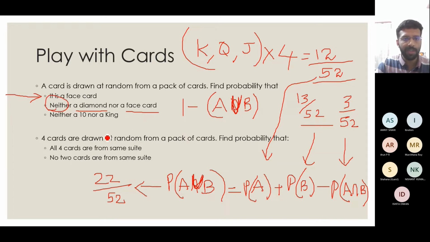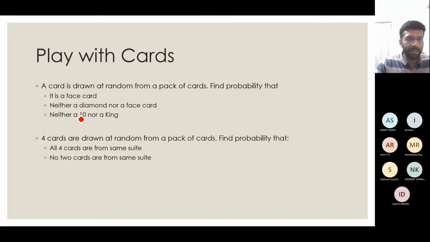So I have to subtract this from one. So finally I will get the answer as 1 minus 22 by 52, that is 30 by 52. Now, similar way, same question. You can write this on your own later. I'll just tell the answer.